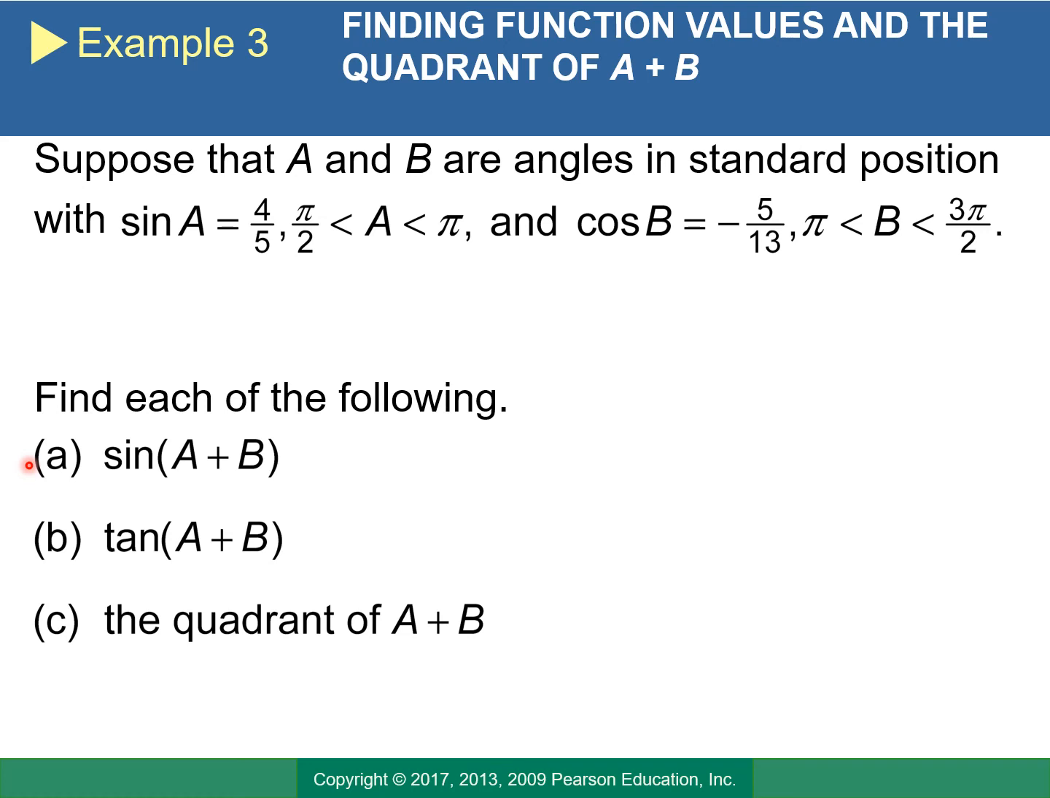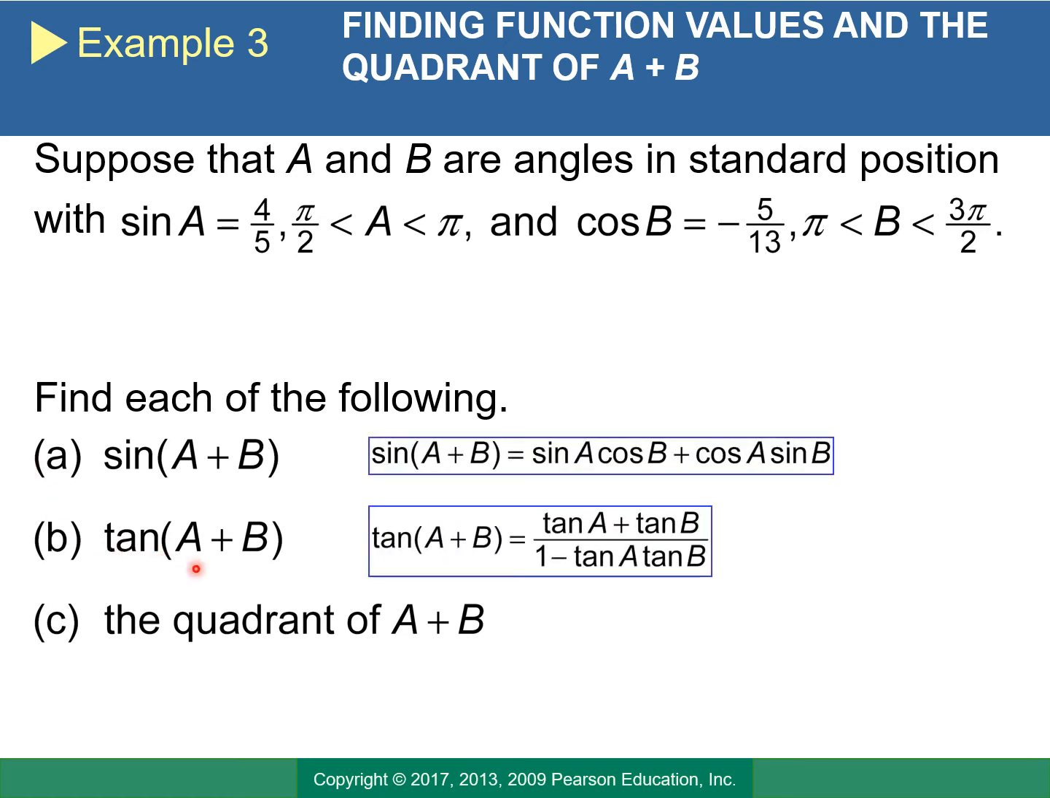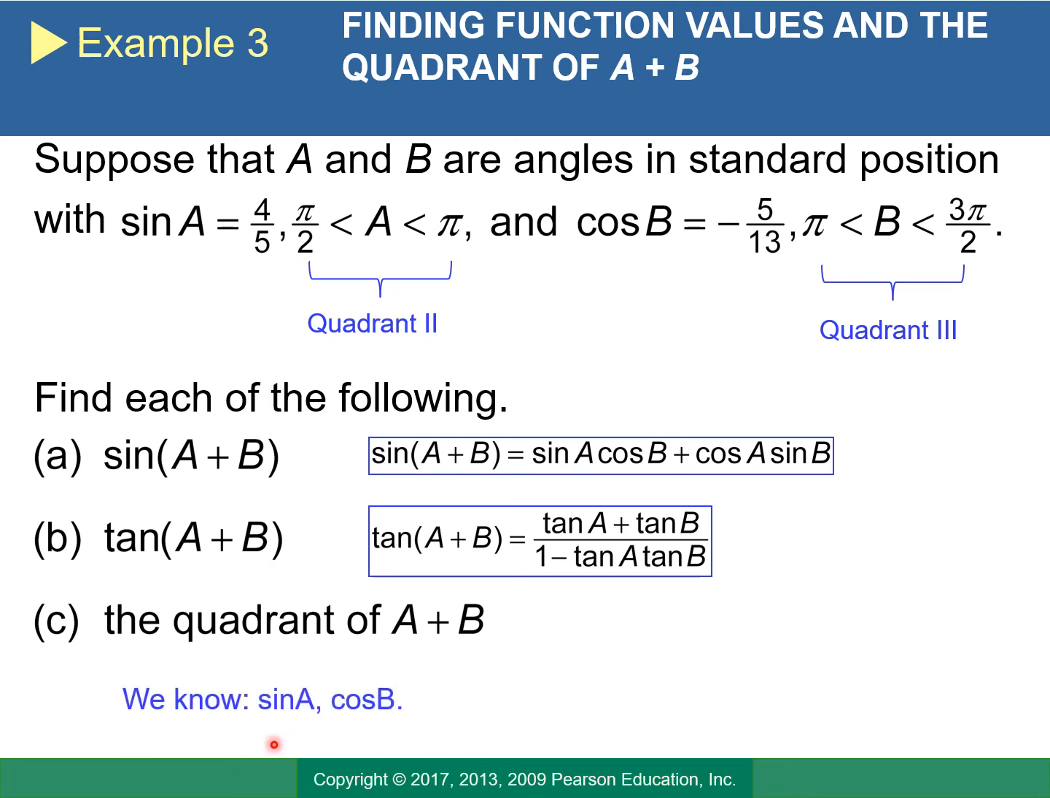For the first two, parts A and B, we'll use our two formulas, sine of a sum and tangent of a sum. For the quadrant question, part C, notice you're told individually the quadrants. Angle A is in quadrant 2 and angle B is in quadrant 3, but you're asked, if you add these two angles, in which quadrant does that angle lie? And so we're actually going to have to use what we get from parts A and B to answer part C.